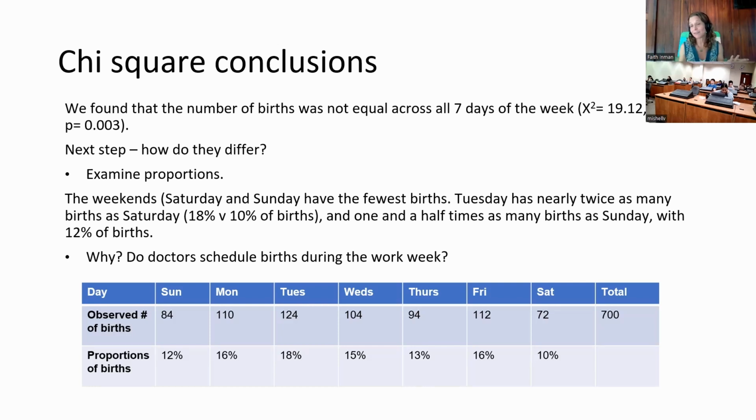So the next step is saying, well, how do they differ, right? And then you start looking at these percentages, these proportions, and you could say, well, 12% were on Sunday, 16% were on Monday, Tuesday had 18%, and look over here, Saturday only had 10%. So the weekends, right? This is how you could state your conclusions in terms of interpretation, the biological interpretation. The weekends, Saturday and Sunday, have the fewest births. Oops, should have put a parentheses here. Tuesday has nearly twice as many births as Saturday, 18% versus 10% of births, and 1.5 times as many births as Sunday with 12% of births.